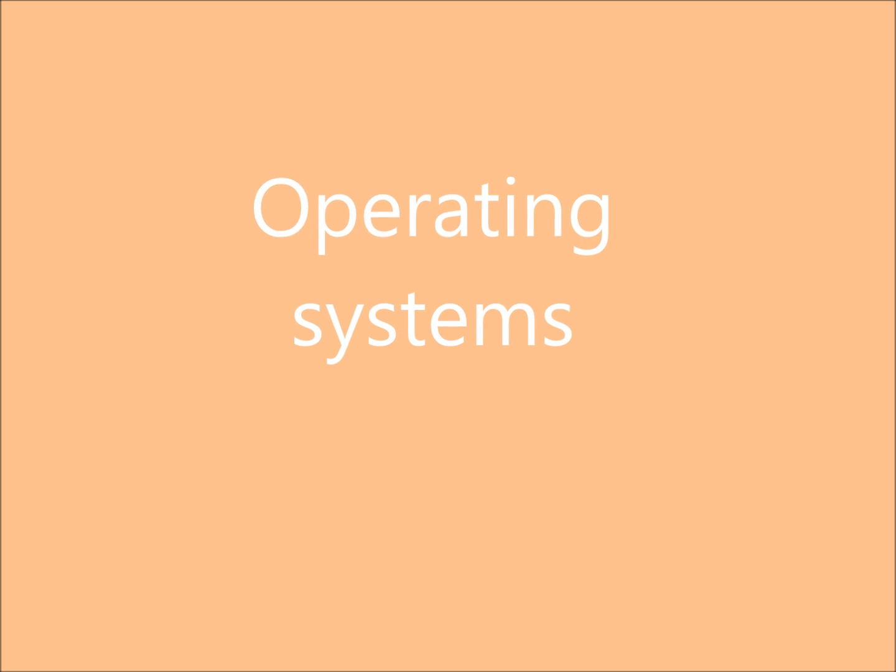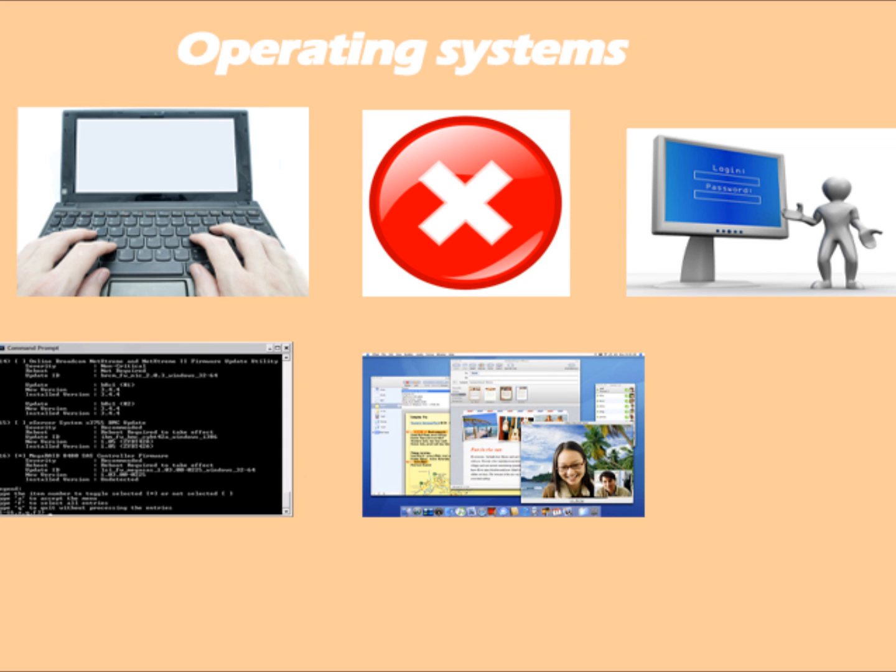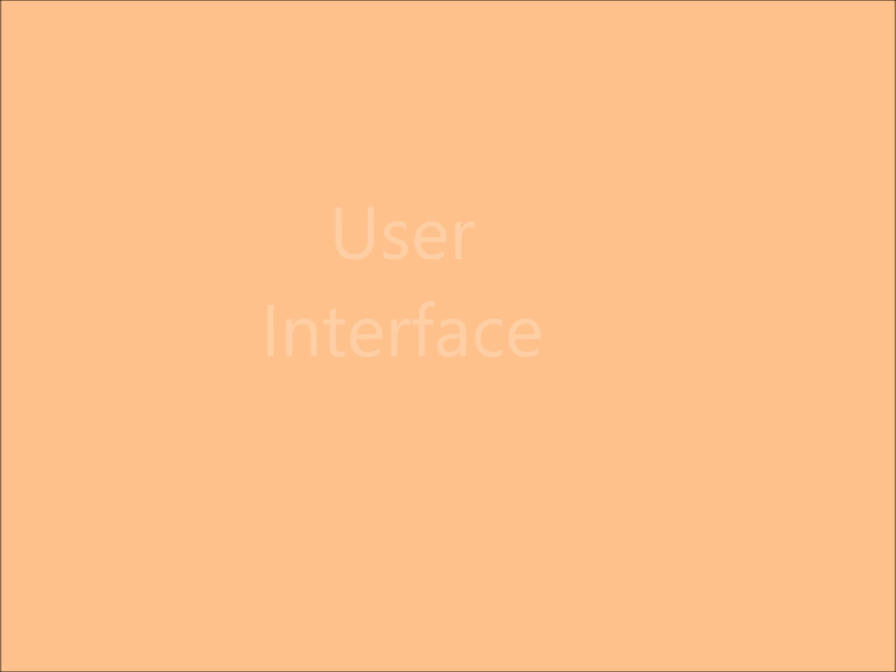Operating systems. The general tasks for an operating system include allowing communication between user and the computer through a user interface, controlling the operation of input, output, and storage devices, loading and running application programs, dealing with errors that occur, maintaining security of the system.